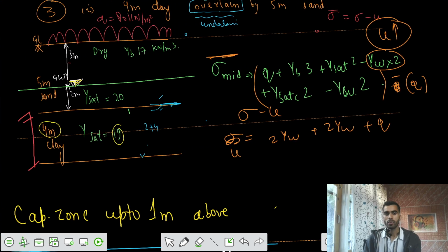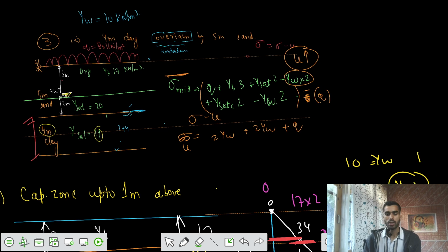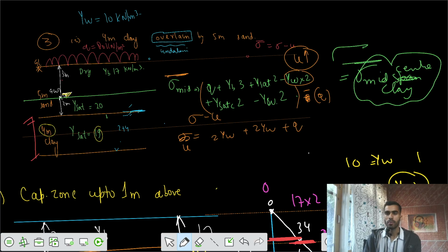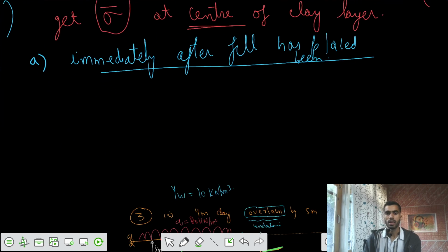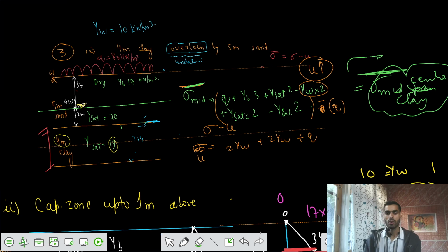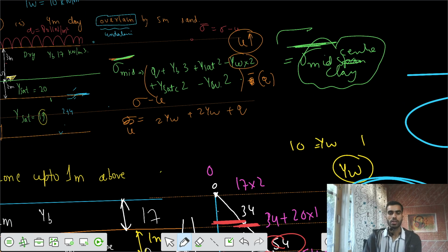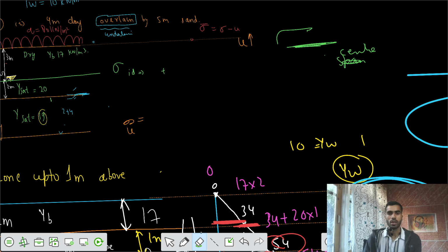If I calculate directly, it's all about the concepts and practice. Your stress would be as per the initial value of sigma at the midspan, at the center of the clay layer. The initial effective stress we got at the clay layer midspan would be the same in this condition also for the immediate condition. That is case number 1. Immediately after the fill has been placed, your solution would be the same value. You can verify that at final time. So let's go for the solution.